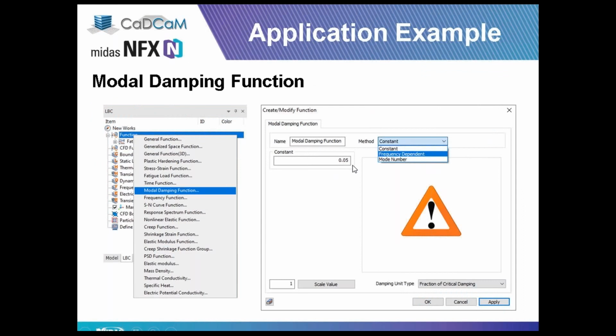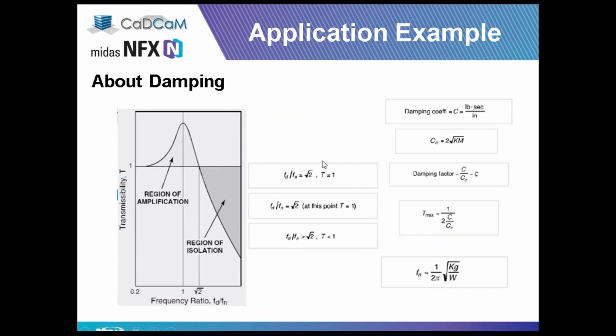And then we define the modal damping function, and we have 3 alternatives. One of them is constant, as we use in this analysis, 5% damping; the others are frequency dependent and mode number. Of course, we use only one of those 3 alternatives. If we use an isolator, for example, we should take into account the damping coefficient, and we should calculate the critical damping according to this formula.